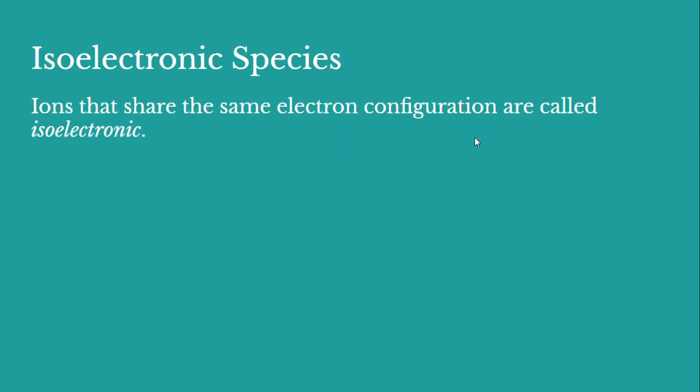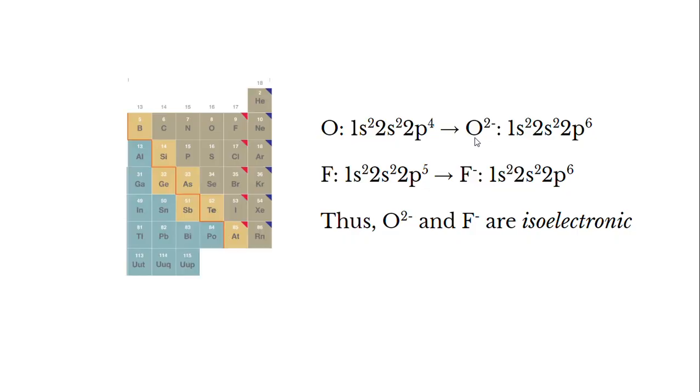Isoelectronic species. Ions that share the same electron configuration are called isoelectronic. So if we look at oxygen here, oxygen's electron configuration is 1s2, 2s2, 2p4, and it forms the ion O2-, whose electron configuration is 1s2, 2s2, 2p6. Fluorine's electron configuration is 1s2, 2s2, 2p5, but it forms F-, which has the same electron configuration as O2-. Thus, we can say O2- and F- are isoelectronic because they have the same electron configuration.